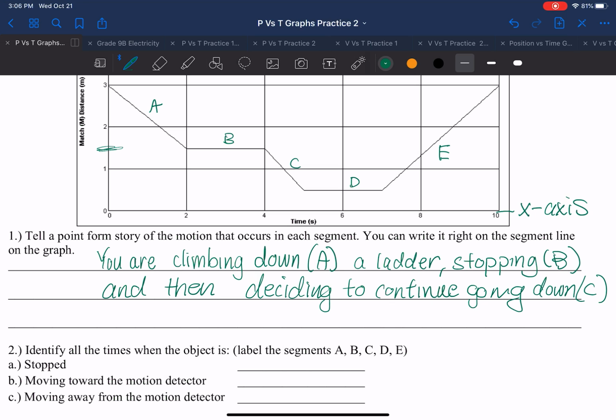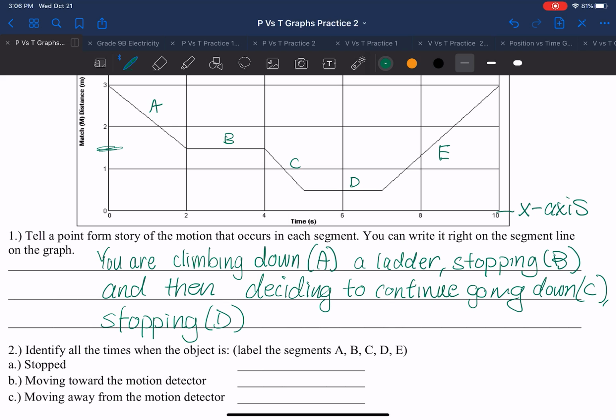And then at part D, again, you are stopping. You're taking breaks. This must be a very long ladder. So we're stopping. So that's D. Again, just to catch up some air, you're at a very high altitude and now you're going down. You gotta take your breaths in slowly.